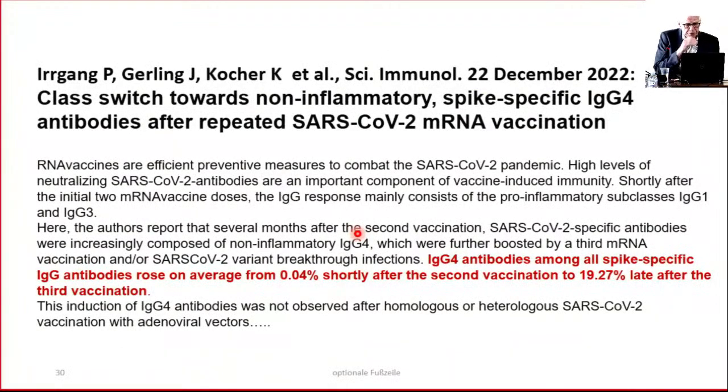Now I come to the very recent observation. This is by a German group, a consortium from several microbiology departments in Germany, Irrgang, Gerling, Kocher, and al. They described a class switch towards non-inflammatory spike-specific IgG4 antibodies after repeated SARS-CoV-2 mRNA vaccination.